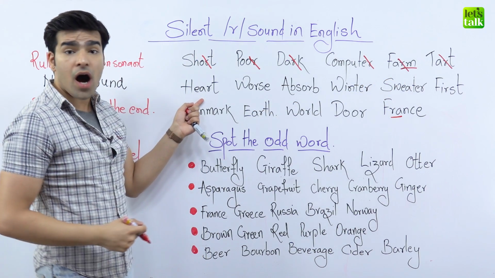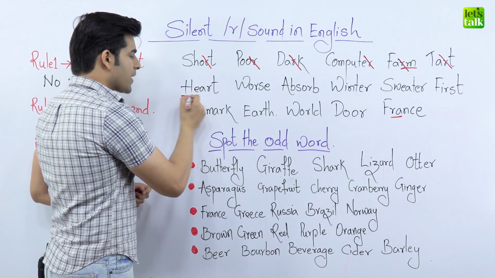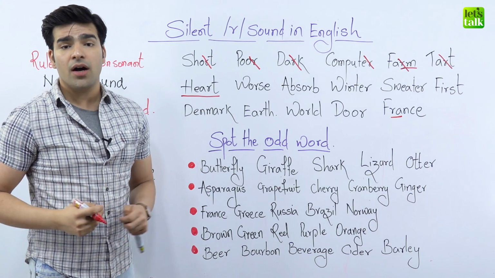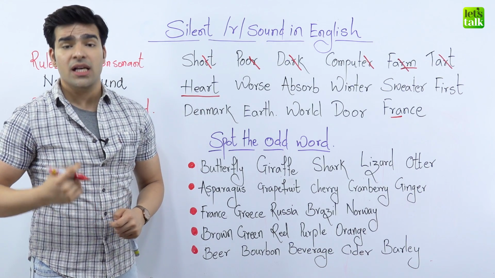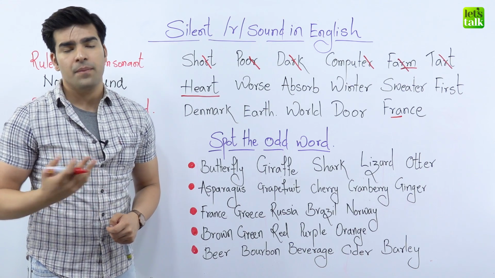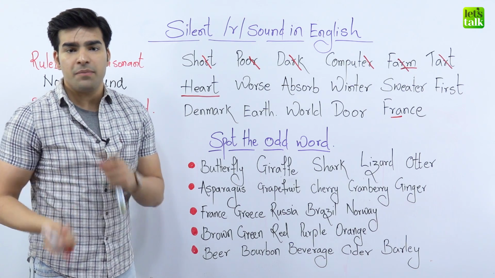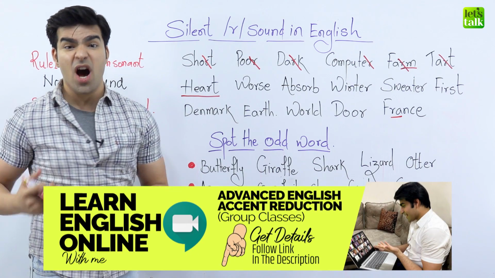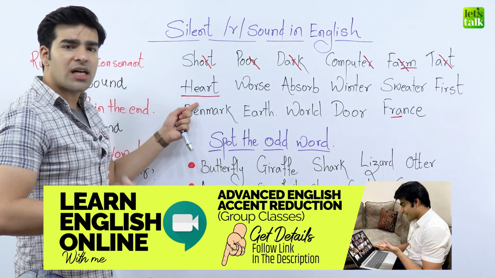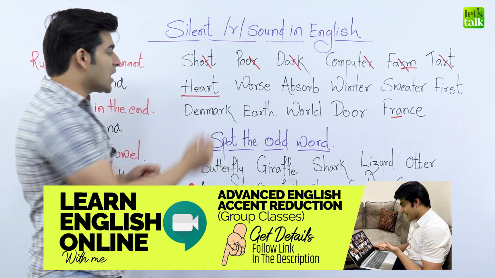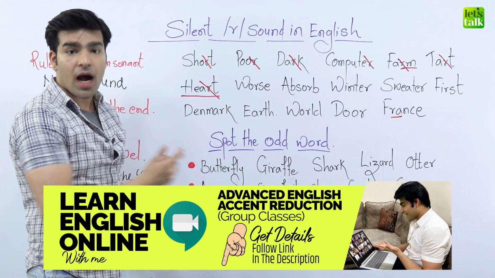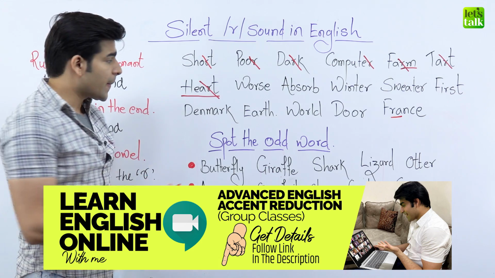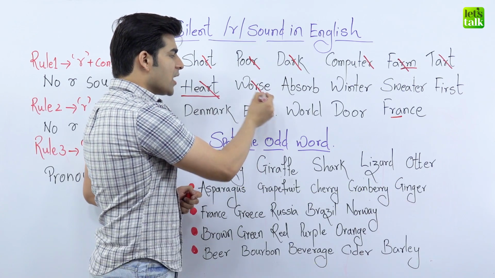Next, heart. Most commonly mispronounced word. A lot of times people pronounce it as hurt. They misunderstand it with the opposite of happiness, hurt, sad. So it is not hurt, it is heart. Art, heart. Next, verse.